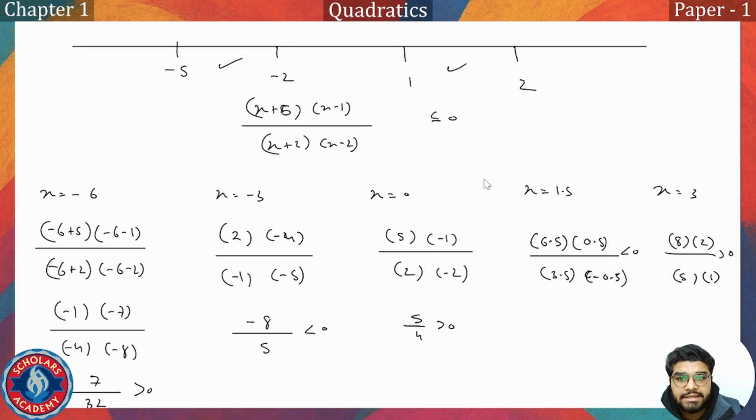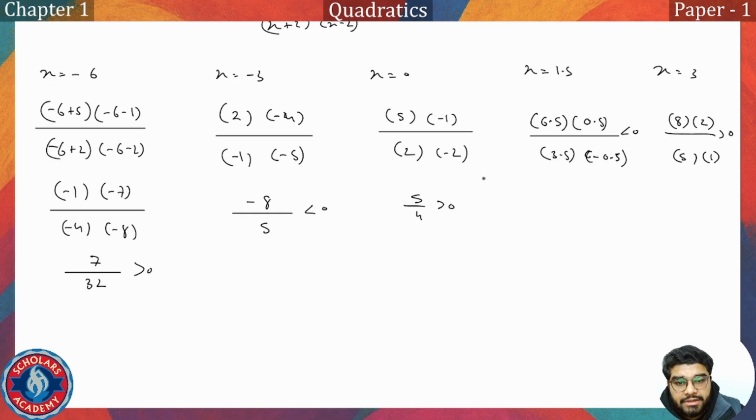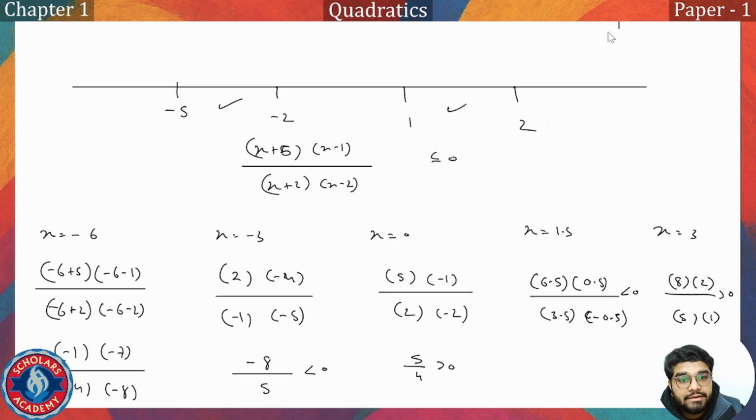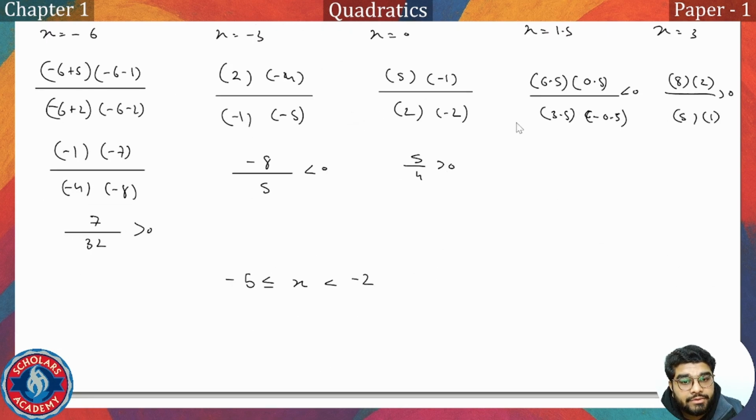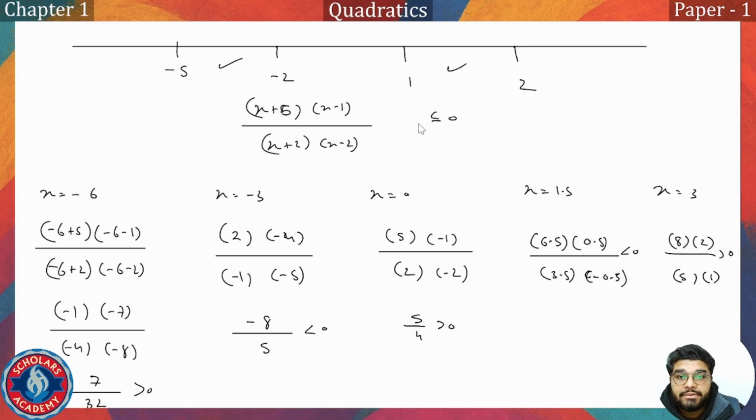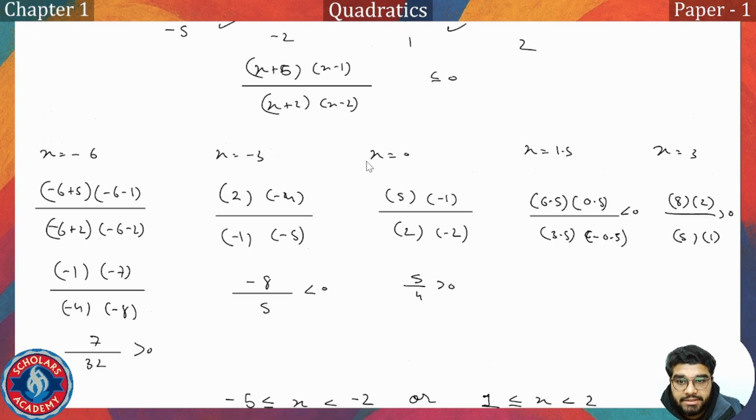So the selected intervals are when negative 5 is less than or equal to x is less than negative 2, or 1 is less than or equal to x is less than 2. So these are the two intervals which will satisfy this inequality. I hope it is clear.